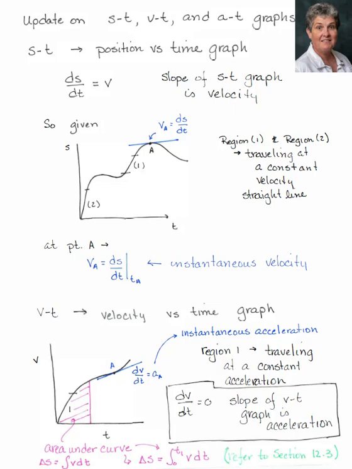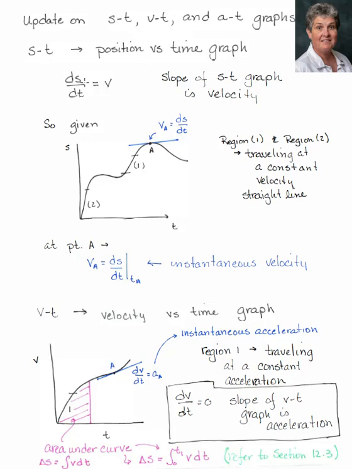All right, we're in the erratic motion section of the book, and this is section 12.3. I wanted to do some updates on the S-T, V-T, and A-T graphs and how we're going to utilize those. You already have a lecture video, but hopefully this is going to focus in on these types of graphs. So the S-T graph is a position versus time graph.